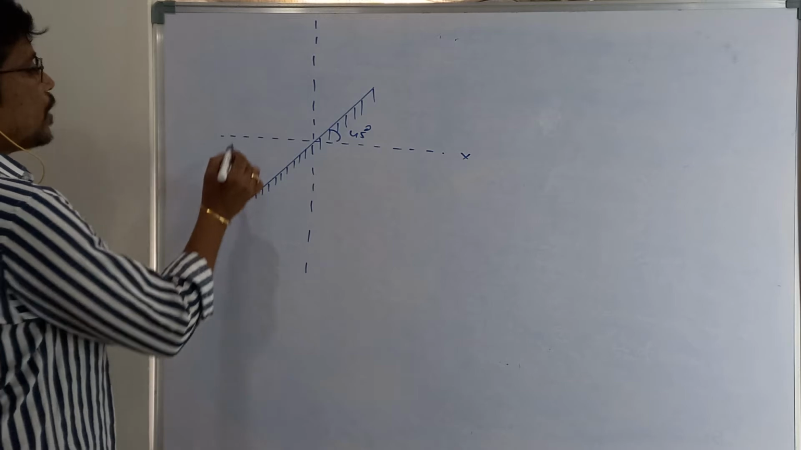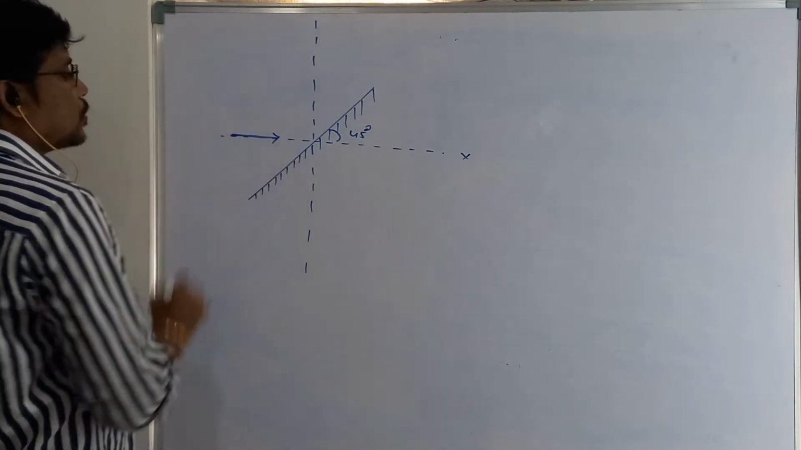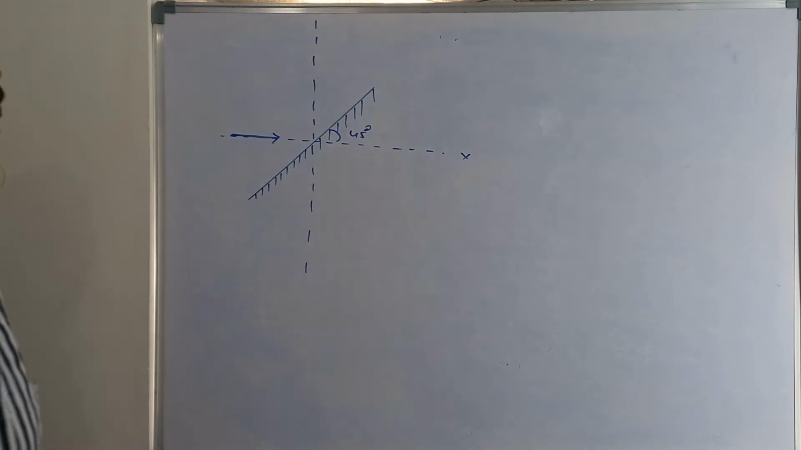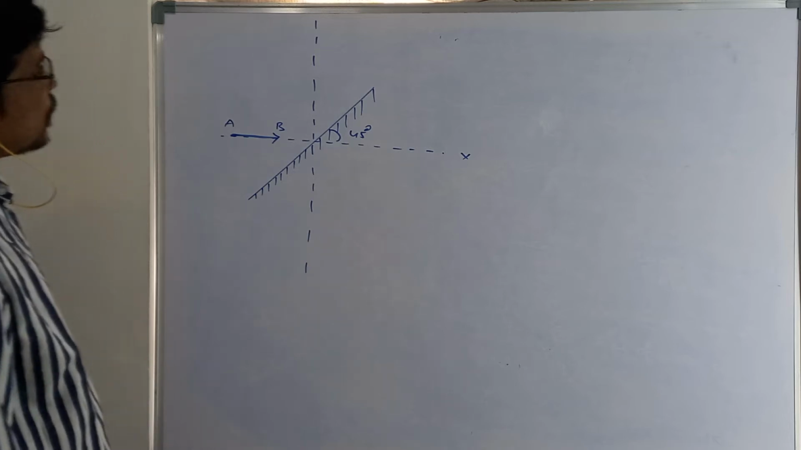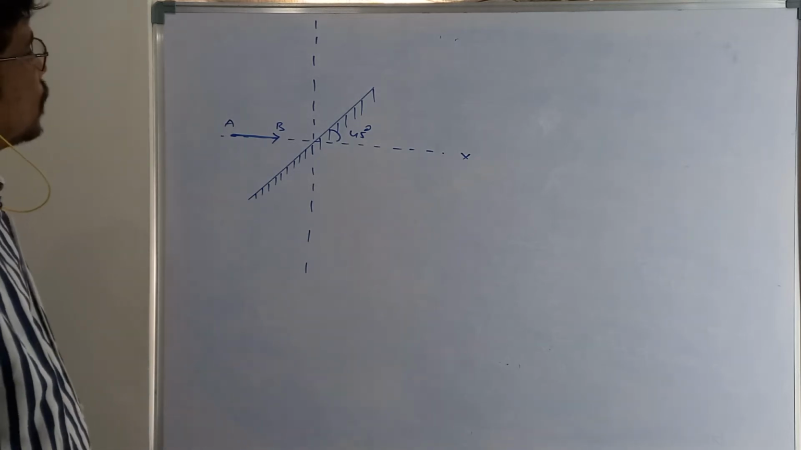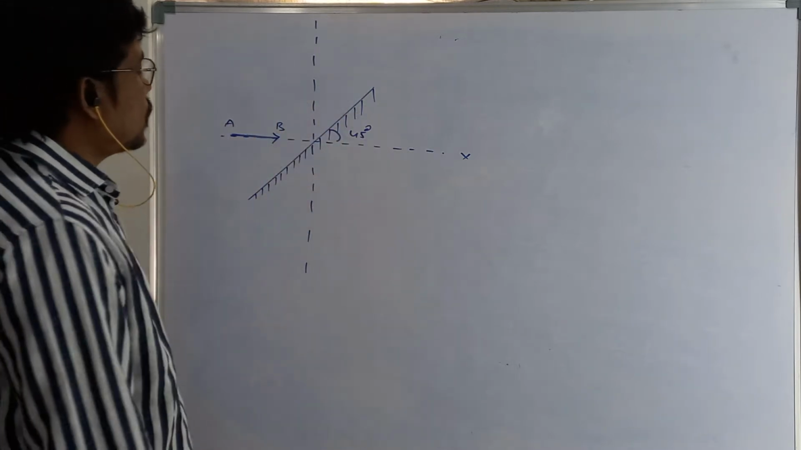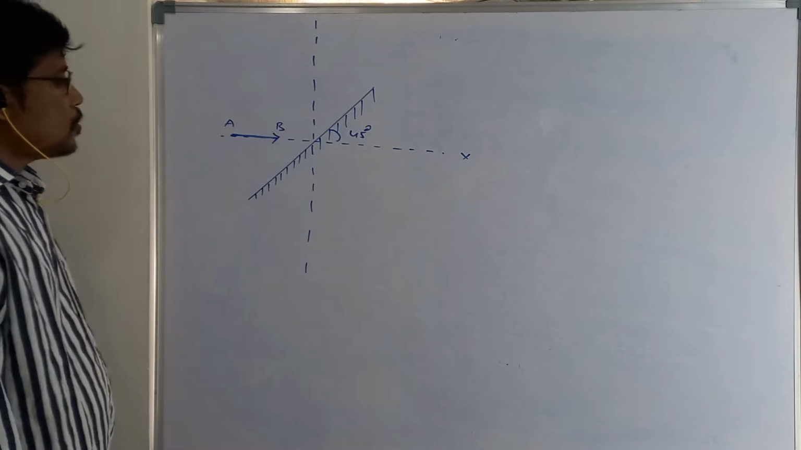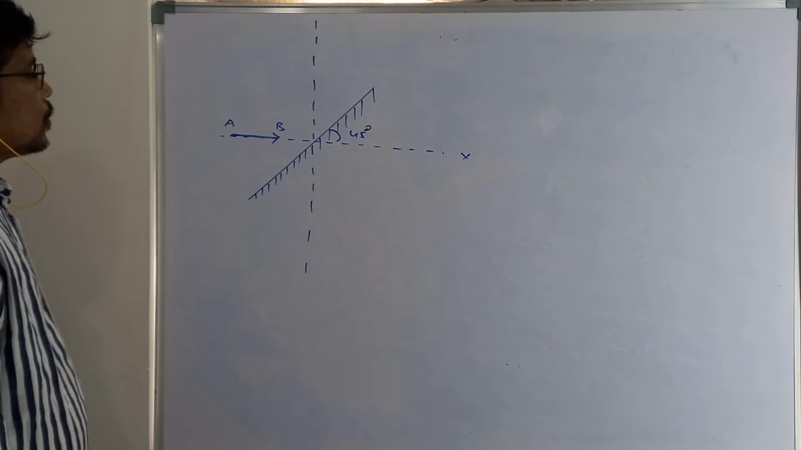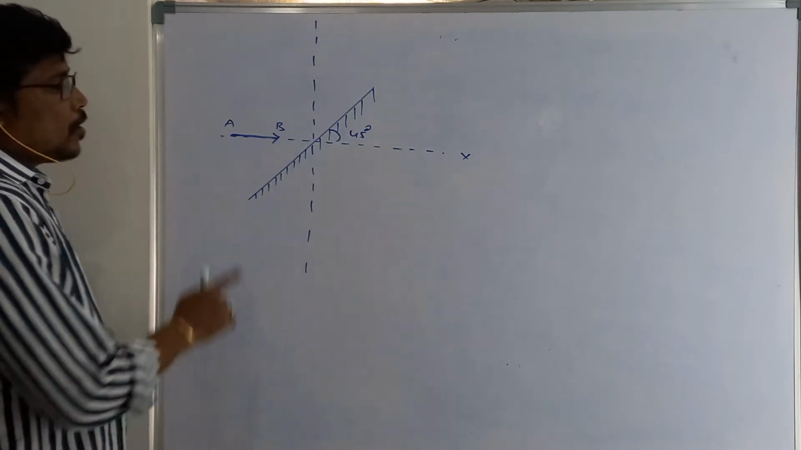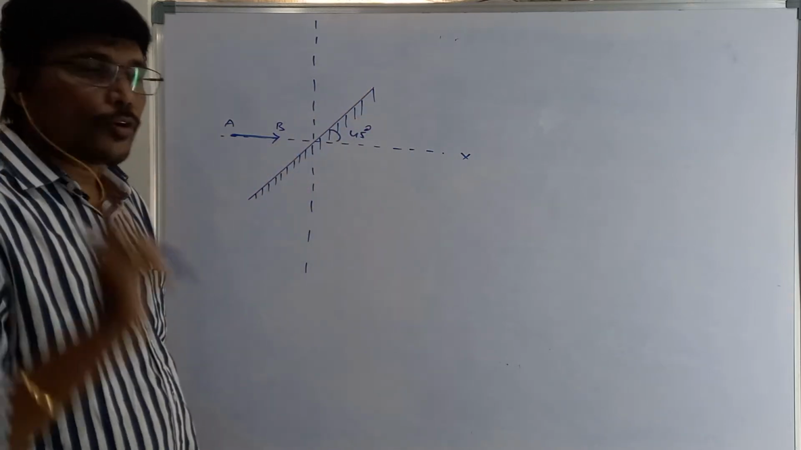Now place the object on the x-axis. Suppose AB is the object. The mirror is inclined at an angle of 45 degrees with the x-axis. How is the image formed in this case? I told you the important point: the line joining the object to the image should be normal to this plane surface. That is the most important point.